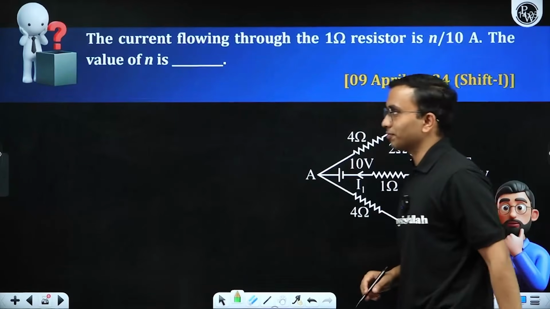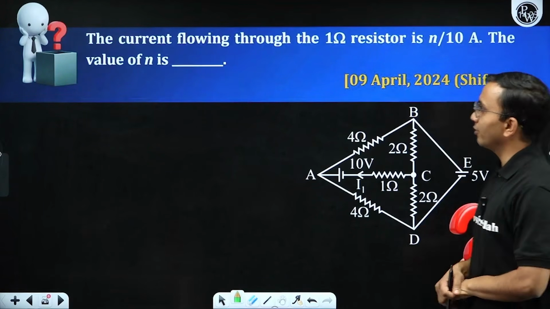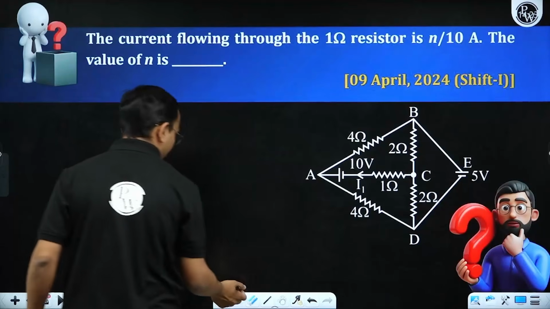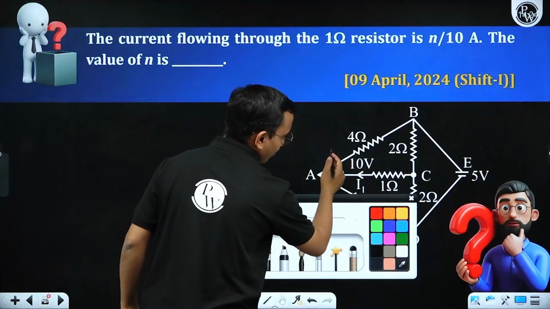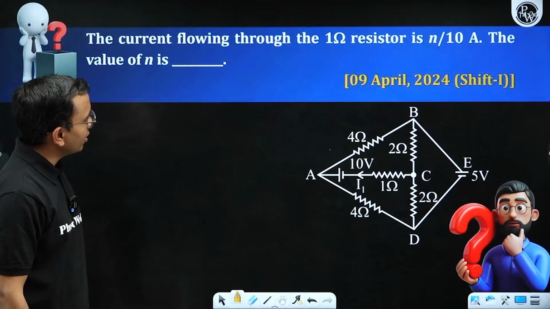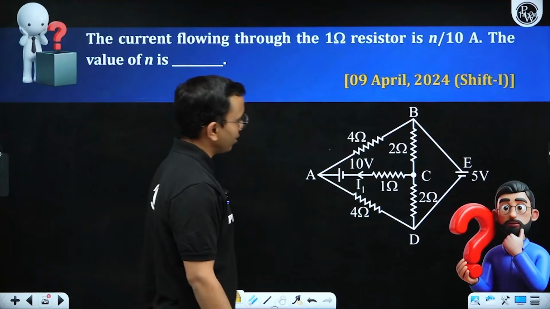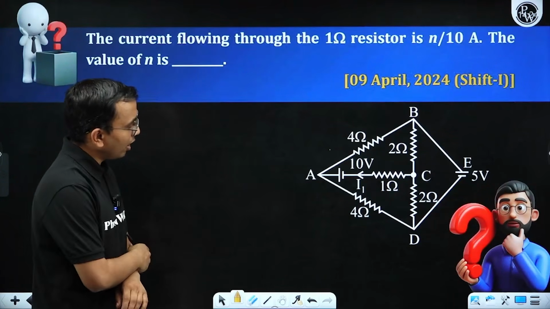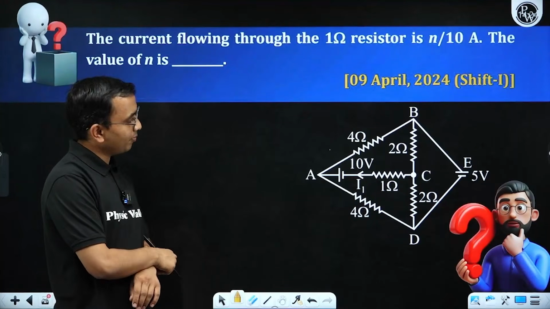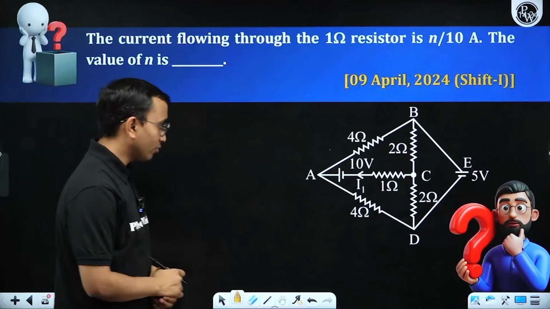Moving to the next question. The current flowing through the 1 ohm resistor is N by 10 A. The value of N is. Okay, now another case. Here we need to find the current flowing through the 1 ohm resistor, this 1 ohm resistor here. How to solve it? Three loops are there, so we can write three equations. Three variables will be there. We can easily solve. How to consider that?